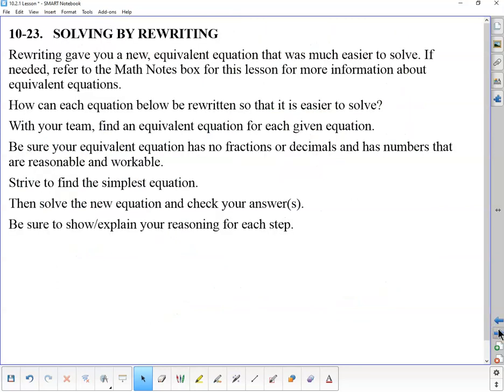Okay, so here's the next idea. So solving by rewriting. Rewriting gives you a new equivalent that's easier to solve. Bottom line, easier numbers, easier math. So if by rewriting, it becomes easier to solve, who doesn't like that? Now, each equation can be rewritten so it's easy to solve. Our job is to try to figure it out. So that's what we're going to do.